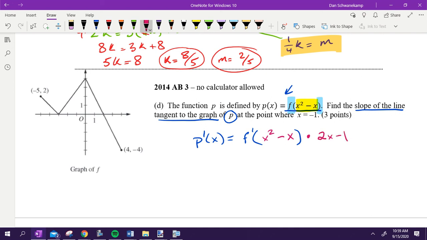2x minus 1. Good. That's our setup. But if you write your answer like this, you're going to get 0 points out of 3, because it's going to screw everything else up. Because Isabella said it correctly.